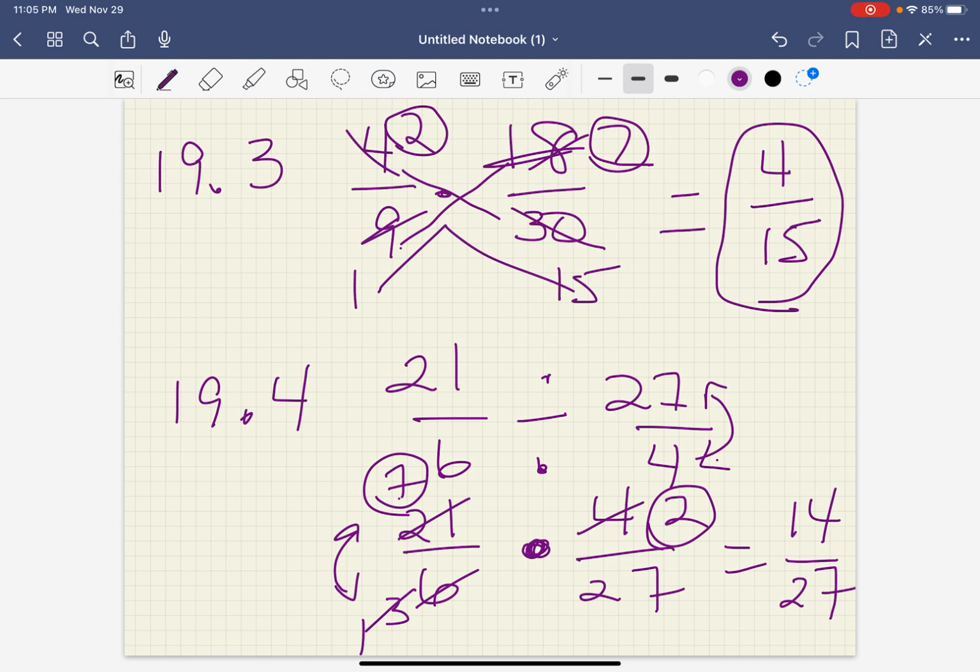So remember, for division of fractions, there really isn't any division of fractions. You change the division symbol to a times symbol, and you invert the fraction that you're dividing by. In other words, you write the reciprocal of it. Okay, so let's move on to lesson 20. Lesson 20 is multiples and least common multiples.